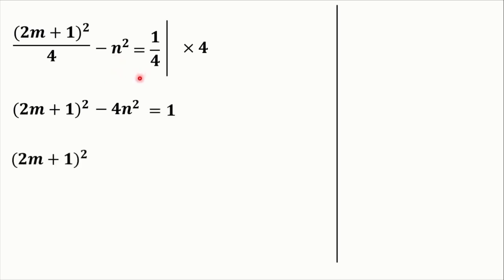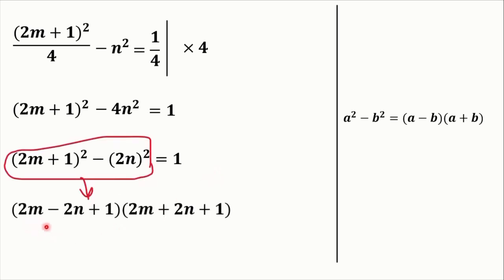Again, we rewrite this equation in such form. Instead of 4n squared, we will write 2n squared, equal 1. And we apply another formula of algebra, a squared minus b squared equal this one. So we will have here the product of these two terms, 2m minus 2n plus 1 and 2m plus 2n plus 1, equal to 1.